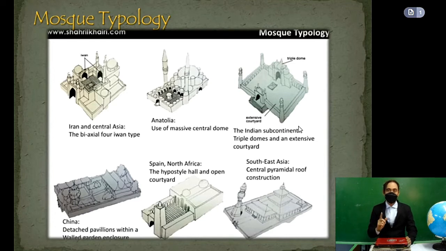Here are mosques from different parts or different countries in Middle East. Example, in Iran and Central Asia, this is their typical mosque. In Anatolia, use a massive central dome. In China, of course, the mosque is different looking because of their culture. The roofs are upright eaves, so very different from the bulbous or pointed dome in the Middle East.